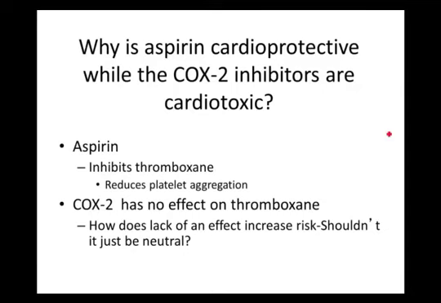So the outcome here is, why is aspirin cardioprotective while the COX-2 inhibitors are cardiotoxic? Remember I said aspirin has the ability to block both COX-1 and 2? Right? Aspirin inhibits thromboxane, we've established that. COX-2 has essentially no effect on thromboxane synthesis.